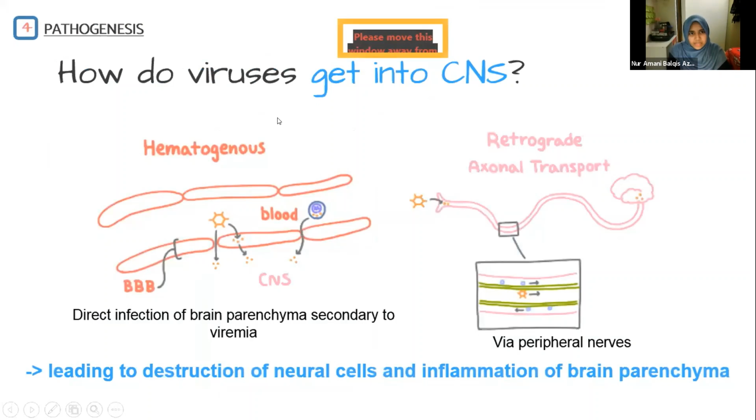So the pathogenesis: how do viruses get into the CNS and cause encephalitis? There are two ways of getting into the CNS. First is by hematogenous spread, so they directly infect the brain parenchyma secondary to viremia. The second is via retrograde axonal transport, so they go into the CNS through peripheral nerves. Then they lead to destruction of neural cells and inflammation of the brain parenchyma.